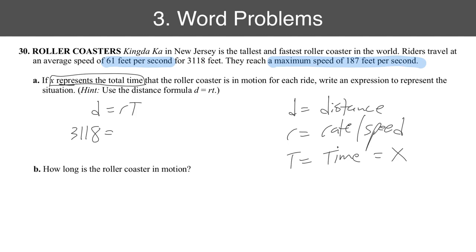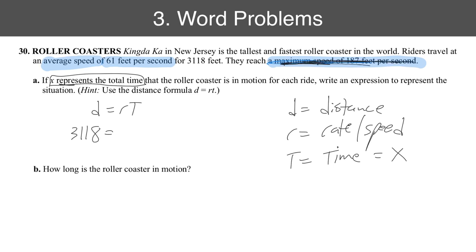Well, if you think about it, the first one, 61 feet per second, that's the average speed. You'll see it right here. That is the average speed. And then this one over here is the maximum speed. So the maximum speed, this only happens one time in the ride. At one time that you go 187 feet per second. But the average, for the majority of the ride, you go 61 feet per second. So we're going to talk about the average speed, not the maximum speed.